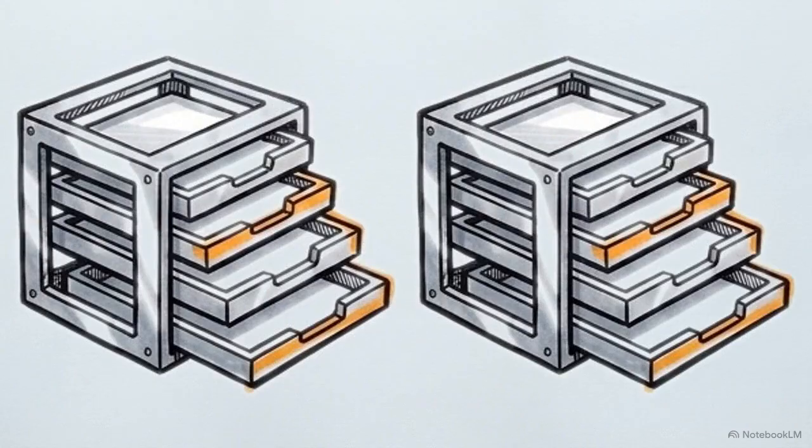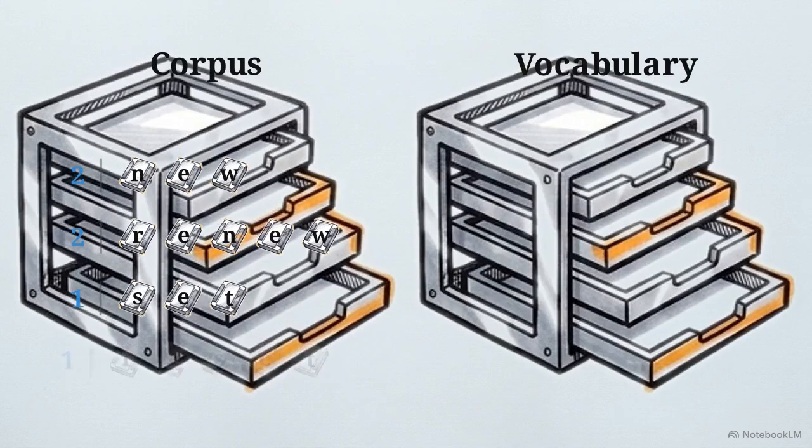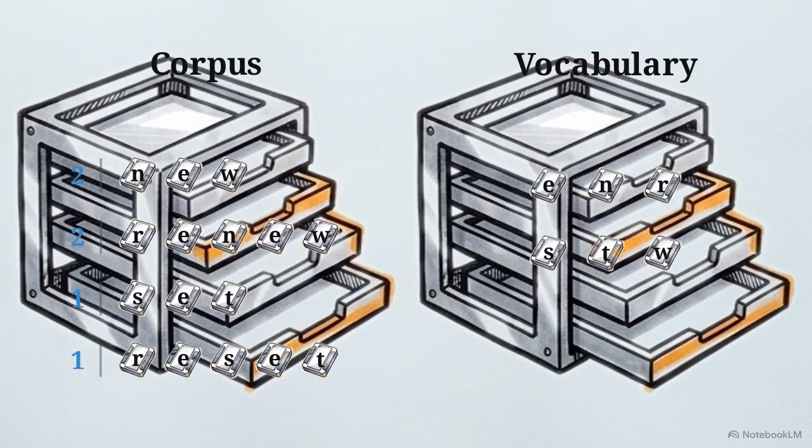Let's apply this to real English words. On the left is our training corpus, containing counts of 4 simple words. And on the right is our starting vocabulary of individual characters. We count the adjacent pairs across the corpus. The pair N followed by E appears 4 total times in new and renew, making it our most frequent pair.